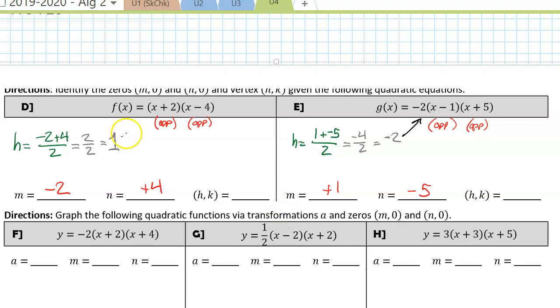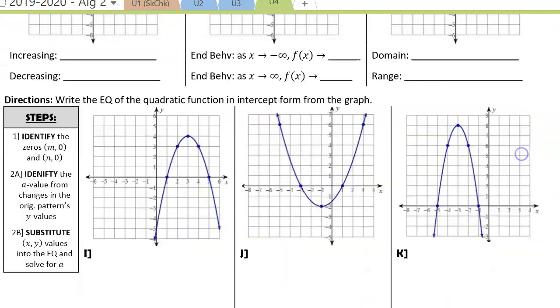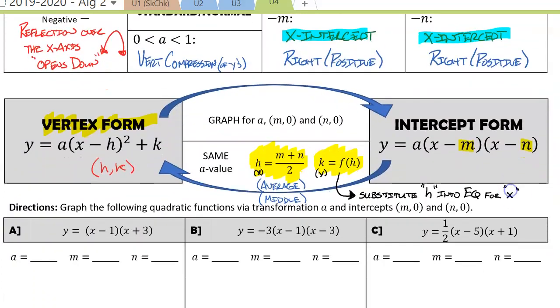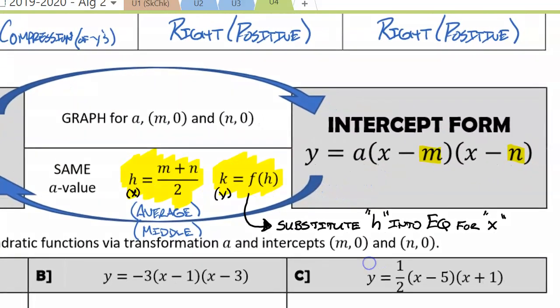Now, to find the k value, all we are going to do is substitute the h value into our equation for x. Essentially, this h value is just the x coordinate of our vertex. The k is just the y value of our vertex. So if we just found an x, we know from Algebra 1 the way to find a y is to simply substitute it in and simplify.